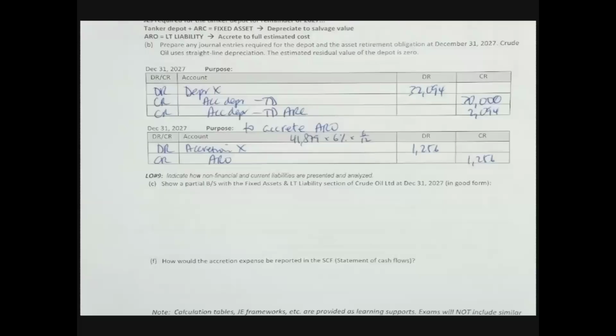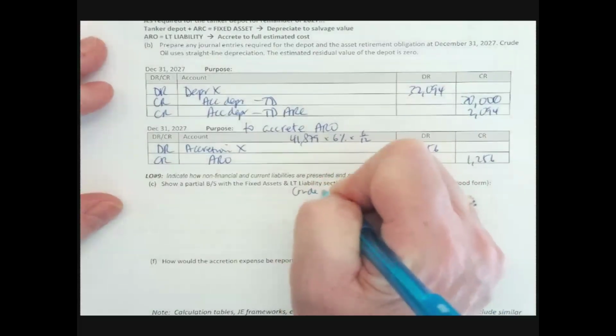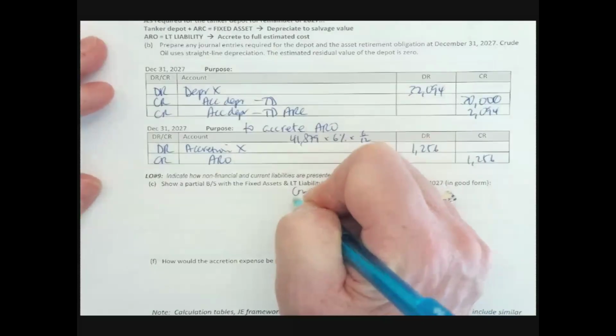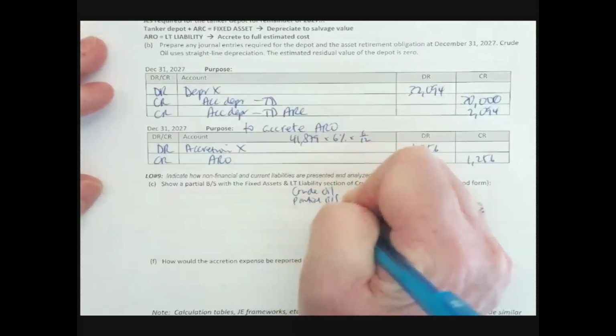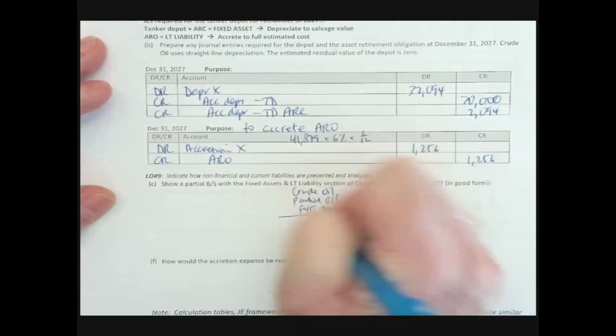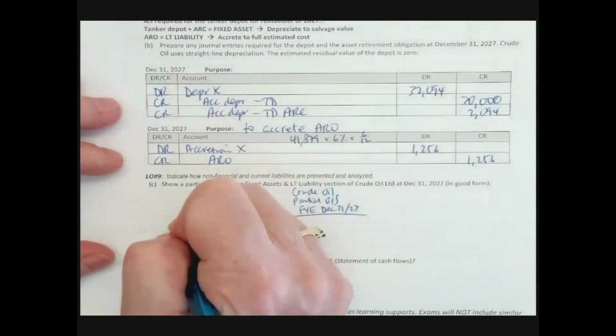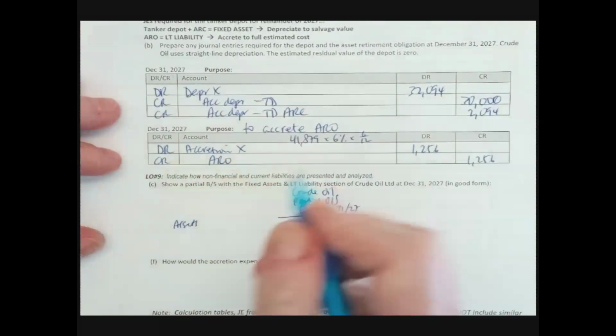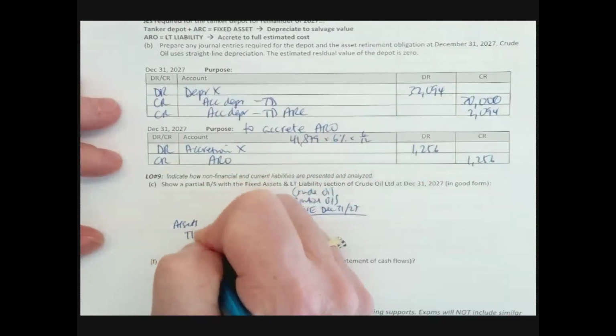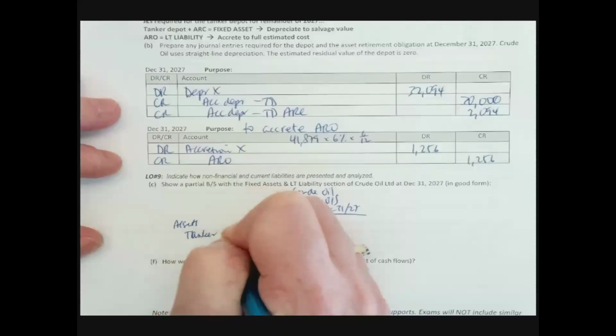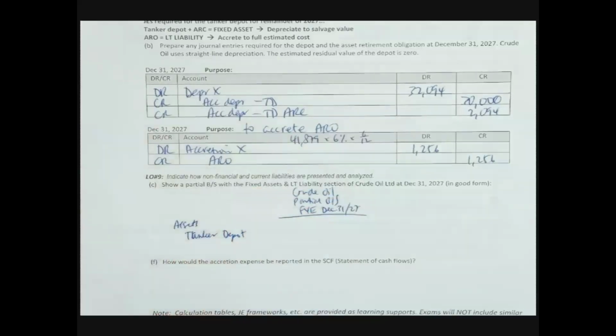Show a partial balance sheet with the fixed assets and liability section. Give me a good title. Crude oil. Partial balance sheet for the year ended December 31st, 27. On the asset side, I would say we have a tanker depot. Like on the face, I'm just going to add it together.